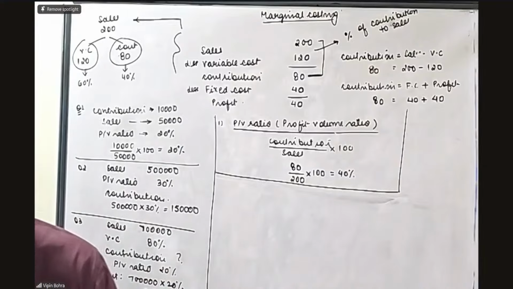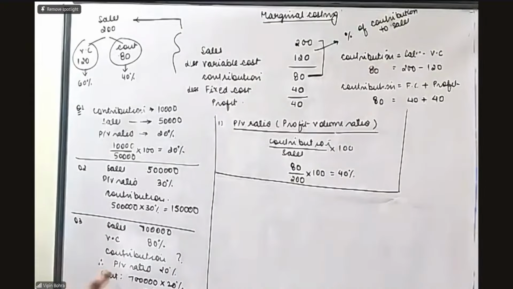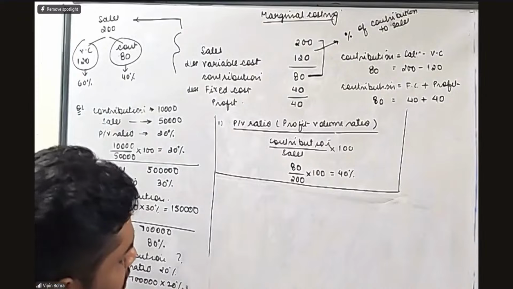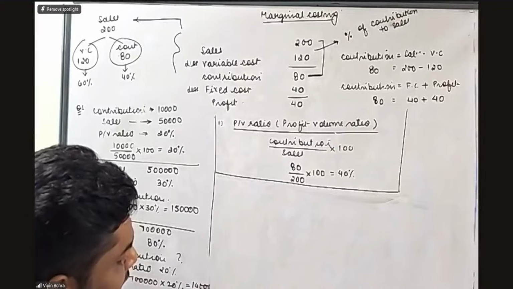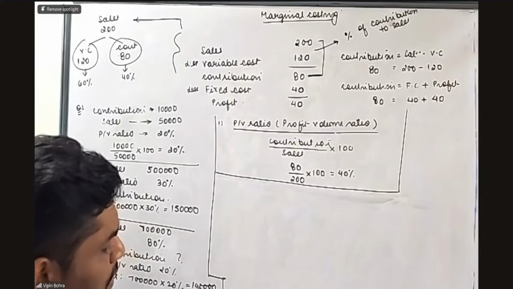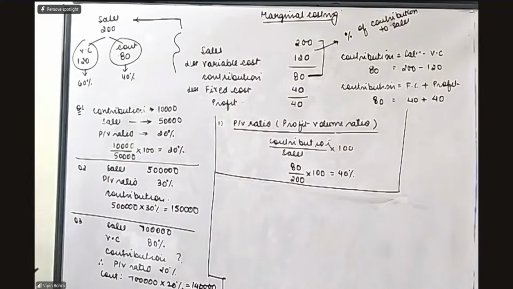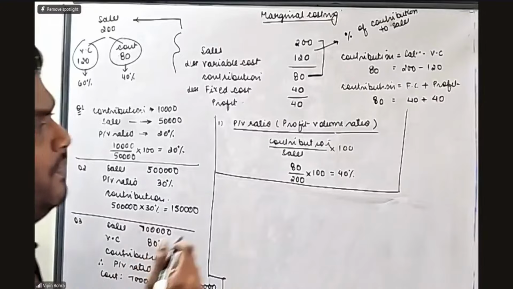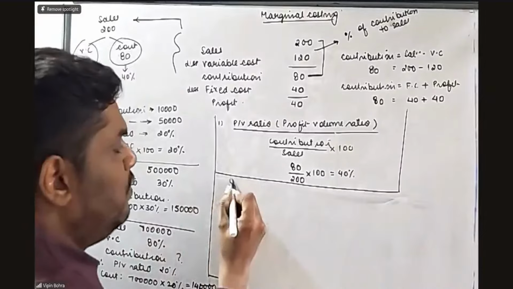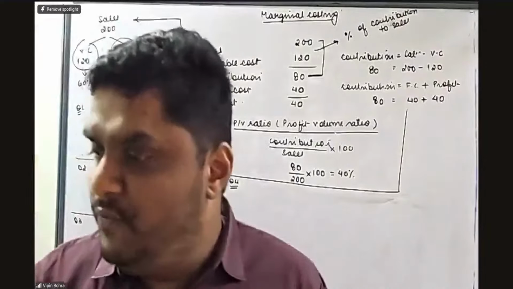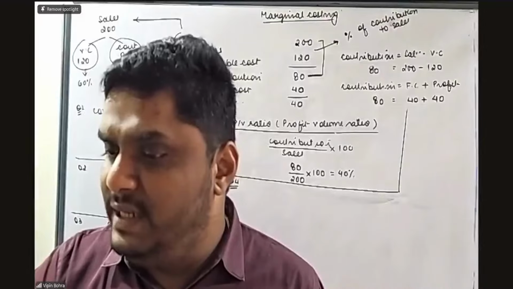Diya Jain, the contribution is not 5,60,000. My variable cost is 5,60,000. My contribution will be how much? 1,40,000. My variable cost will be 5,60,000. Now, next question for you. Question number 4. Anyone? Yes, Diya, I hope it is clear to you.